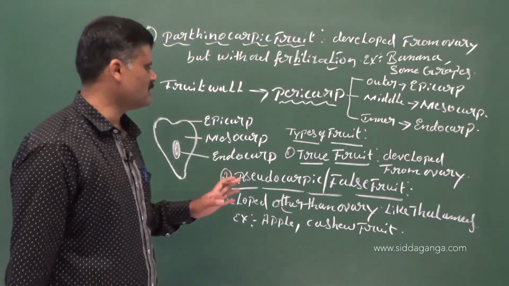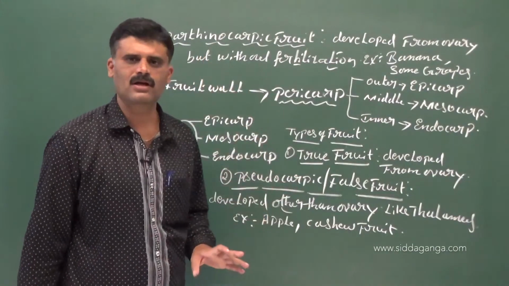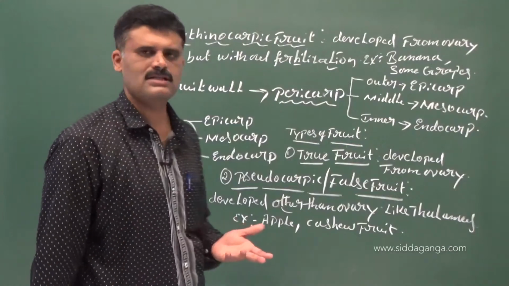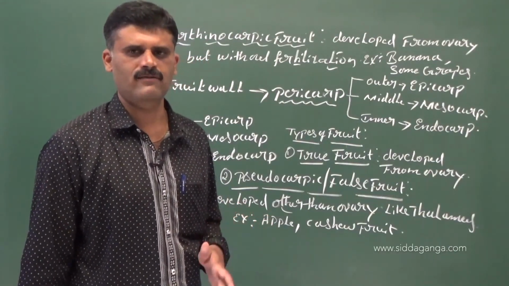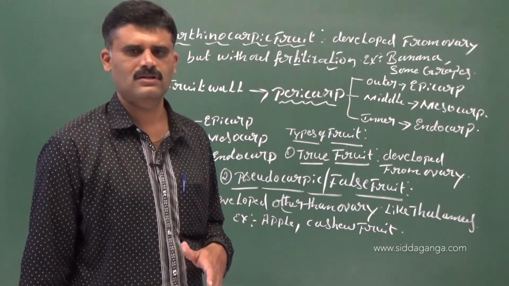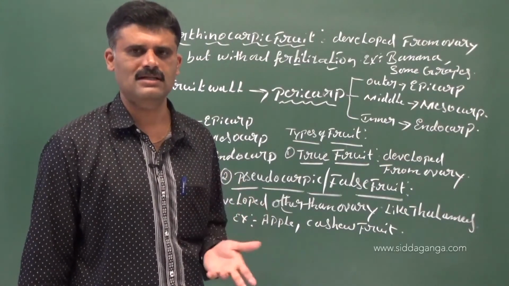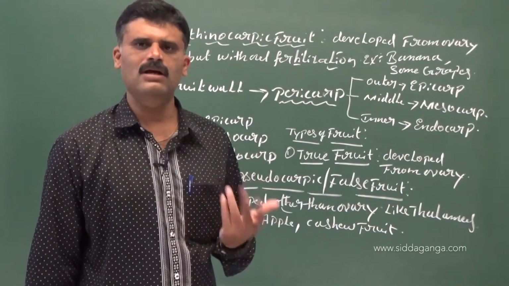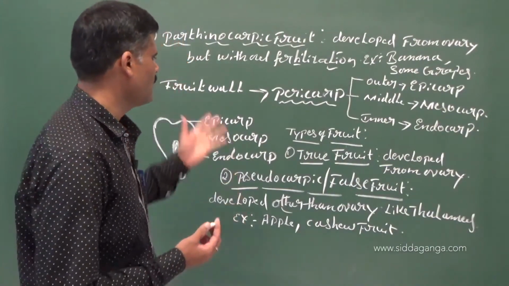Okay, so these are the main types of fruit: true fruit, pseudocarpic fruit, and parthenocarpic fruit. Then other types of fruits are also there, and they are studied in first year. That is simple fruit, fleshy fruit, dry fruit, dry dehiscent fruit, dry indehiscent fruit, then aggregate fruit and multiple fruit. It is well studied in first year PUC. Okay, take down this.